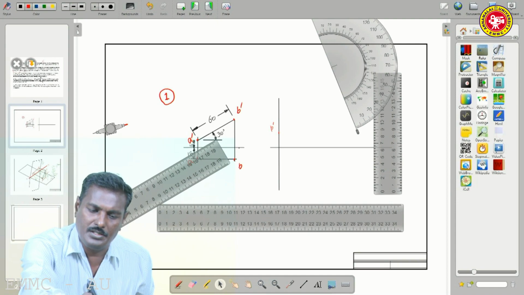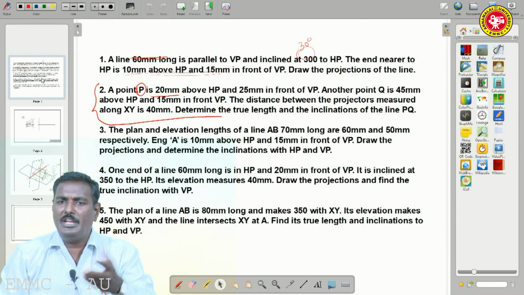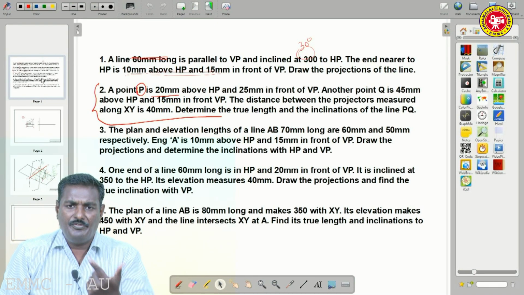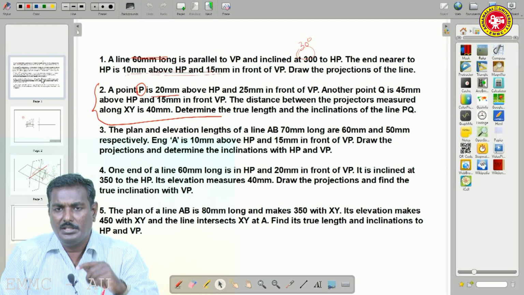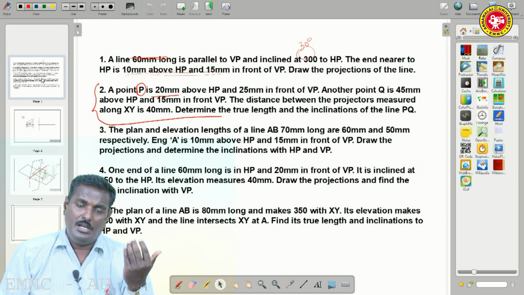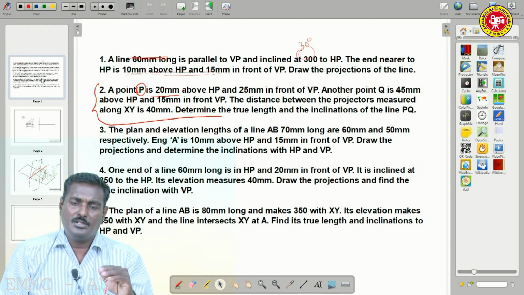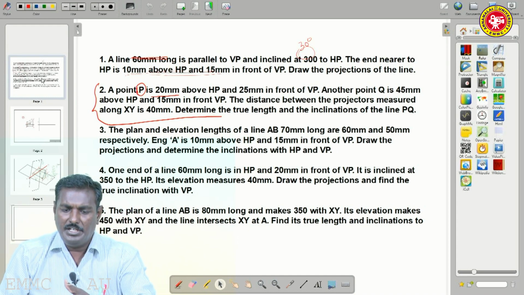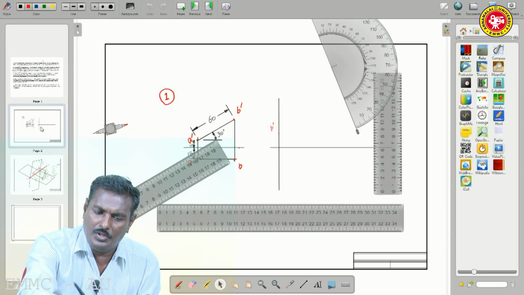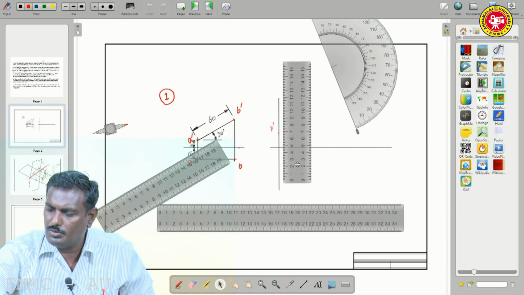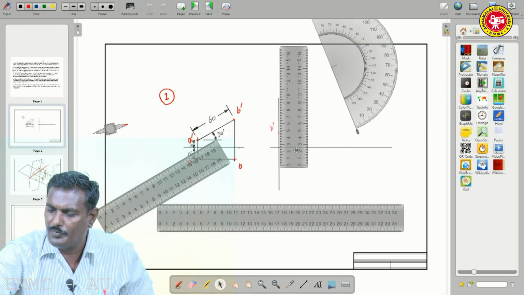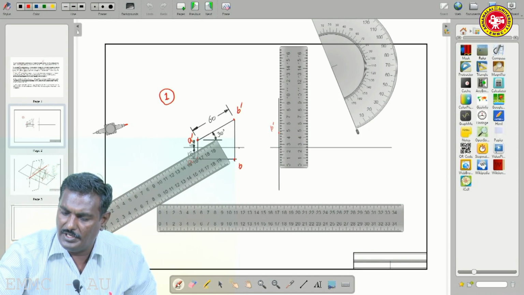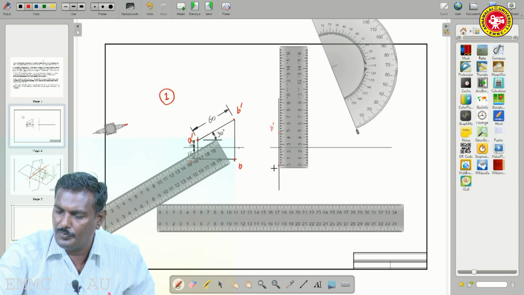Then 25 mm in front of means below xy, that is why I stated in front of, and above means first angle. So, elevation above, plan below. So, 25 mm in front of, below. So, we have to mark 25 mm below. So, that is P.